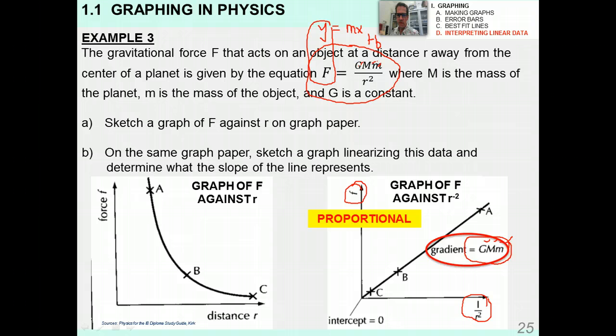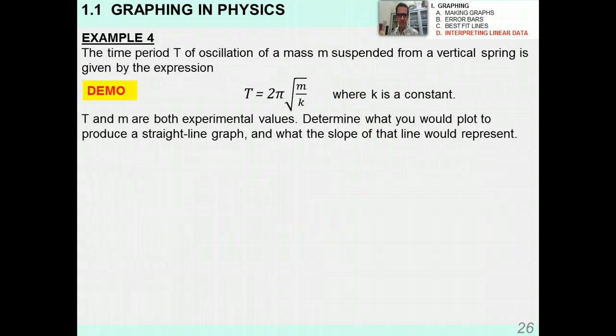The thing to note here is that F is proportional to 1 over r squared. F is not proportional to r, but F is proportional to 1 over r squared. Linear, and it goes through the origin. All right, here's another example. We'll do a demonstration in class for this one, if you guys want to see this.